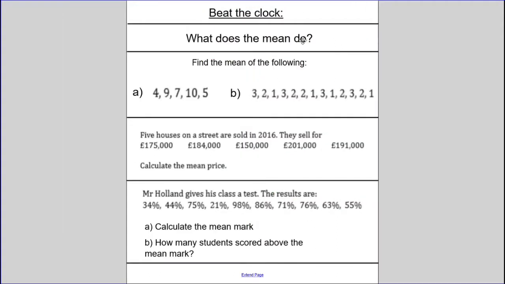Here's our beat the clock for today. What does the mean do? Then you need to find the mean of the following 2 questions. 5 houses on a street are sold in 2016. They sell for the following prices. Calculate the mean price.